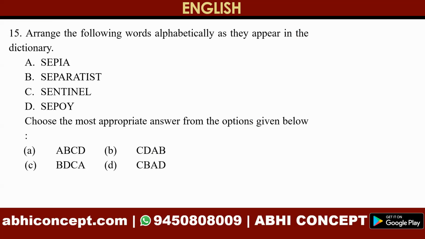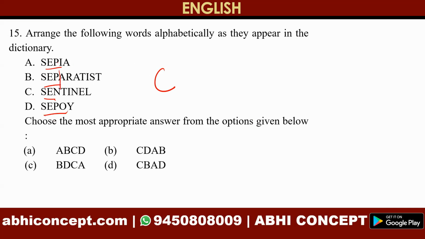Question number 15. Arrange the following words alphabetically as they appear in the dictionary. Again, we have a dictionary based question. So this is SEP, SEP, SEN. Of course, C will come first, Sentinel. Then we will have Sepia, Separatist, and Sepoy.